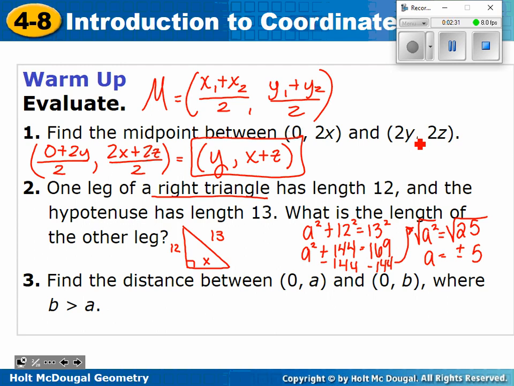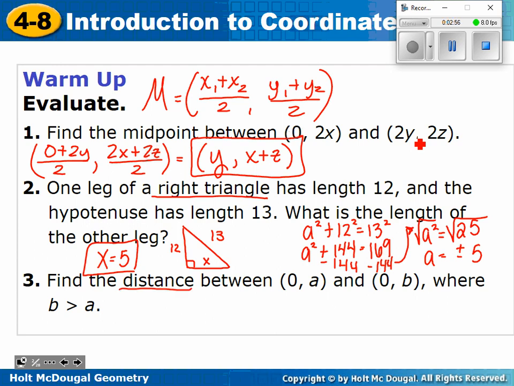But then you go back to your picture. Can you have a negative side length in a triangle? No. So for geometry, we would say the answer is just positive 5. But if you were in Algebra 1 or Algebra 2, you would say plus or minus 5. Because depending on the situation, that variable could be a negative 5. Are you guys with me? Okay.